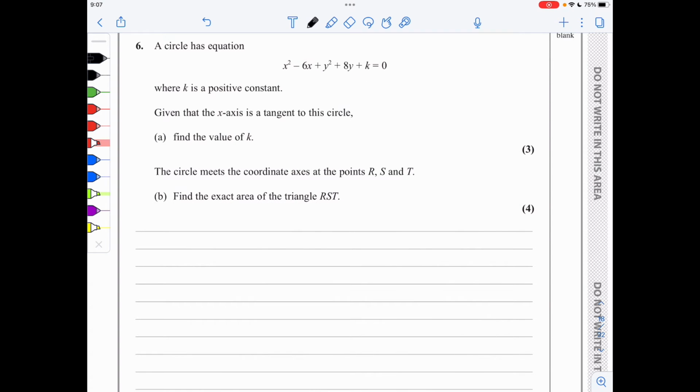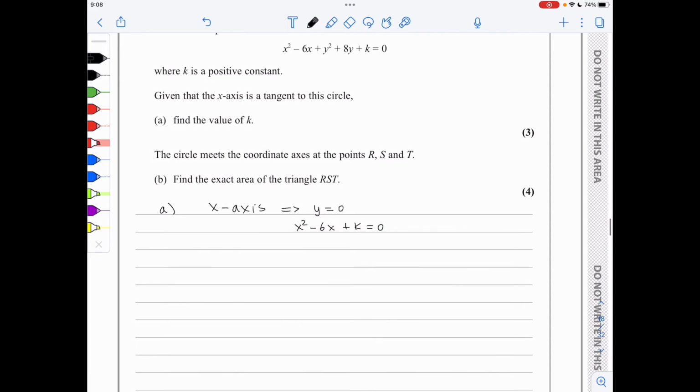In question 6, it's a circle with the equation given here. We need to find the value of k given that the x-axis is a tangent to this circle. Well, we know that if the x-axis is touching the circle, that means that y is 0, so x-axis means that y is 0. I substitute, I get x squared minus 6x plus k is 0.